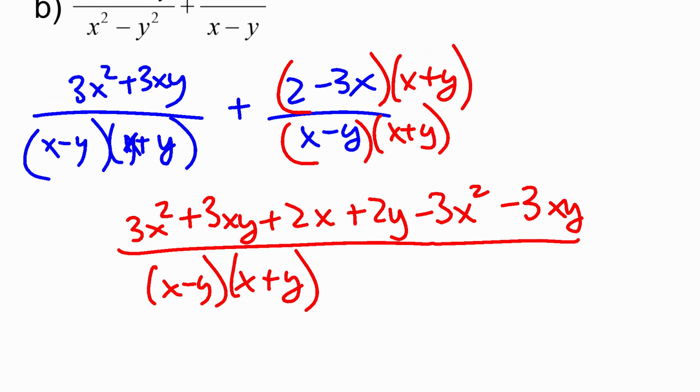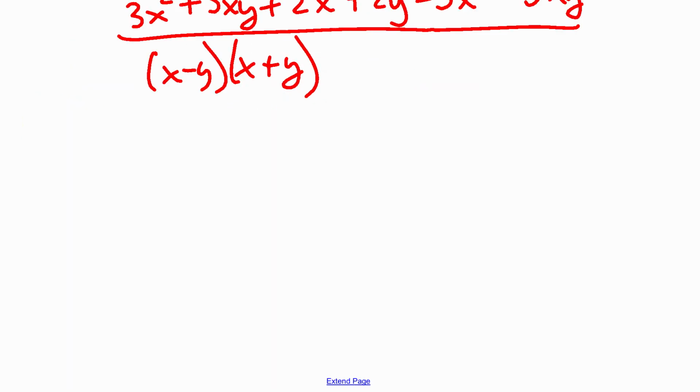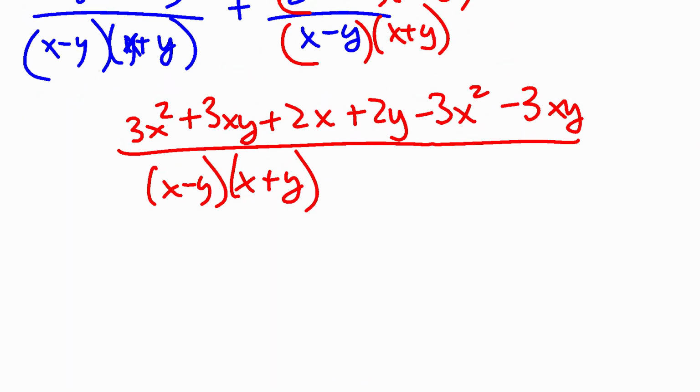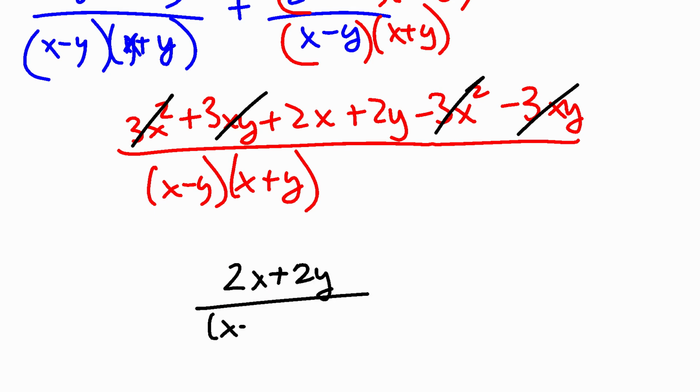Now taking a look at to simplify this, a 3x squared minus 3x squared, those cancel, so they're gone. 3xy minus 3xy, one's plus, one's minus, they cancel. So on the top here, all I have is a 2x plus 2y over x minus y, x plus y.